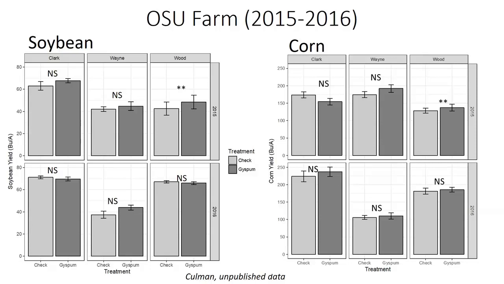For instance, for corn, we did not see a significant increase in yield. But for Wood County, we did see a significant increase. This is Wood, so it's split by counties. For Wood County, we did see a significant increase for corn and soybean, actually. Only one out of all this.